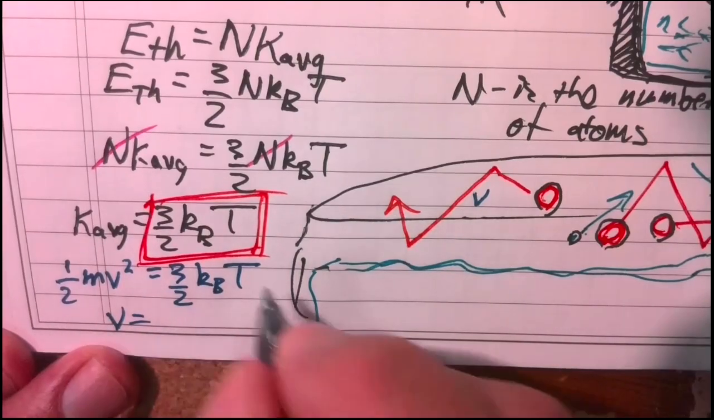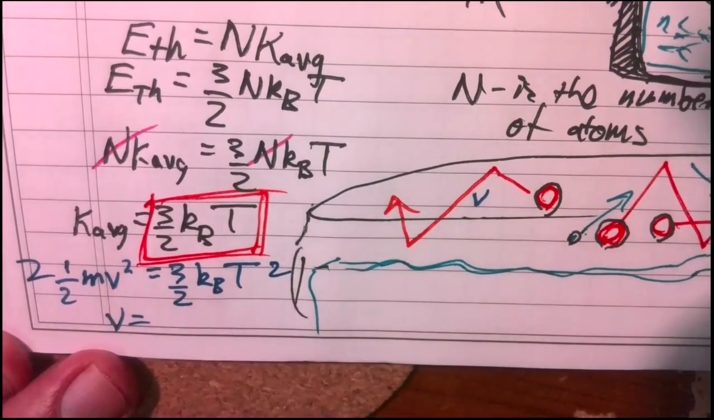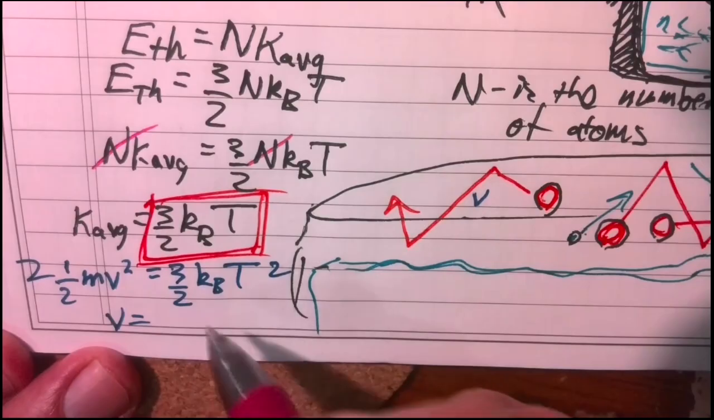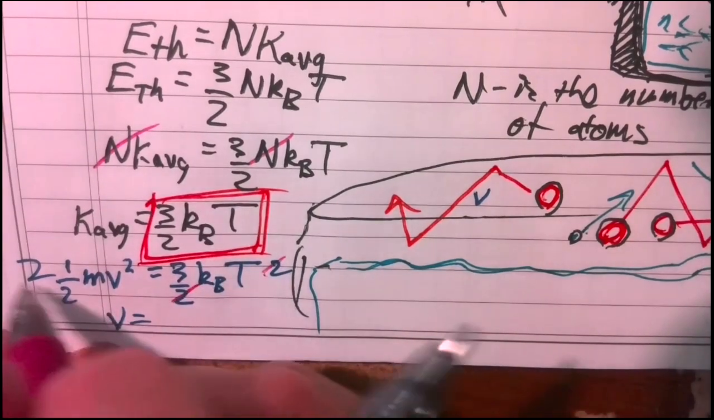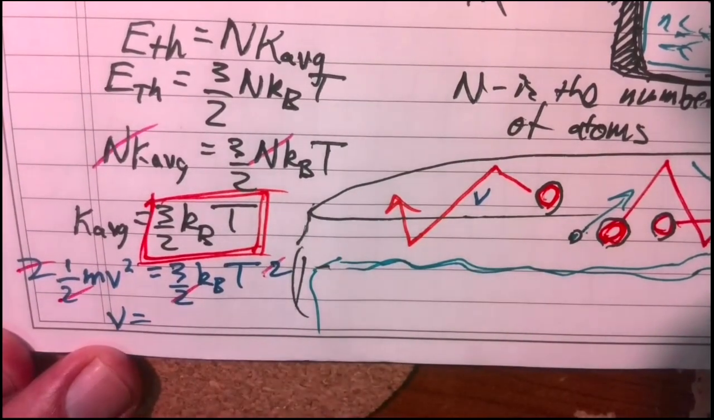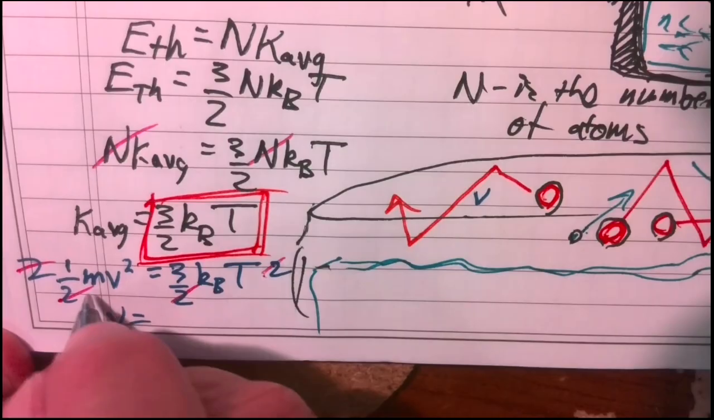So I'm gonna multiply both sides by 2 here. My 2's are gonna cancel. All my 2's are gonna go away. I'm gonna divide both sides by m.